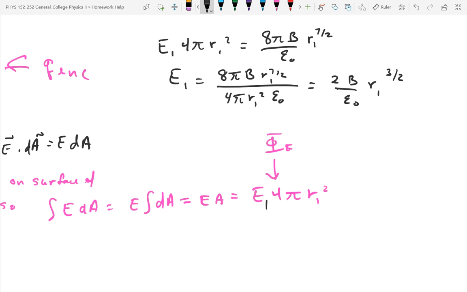Now then you go outside. What did I say about outside? The Q is constant. So outside, the flux calculation will be exactly the same. You'll just change from R1 to R2, of course. But the Q will be the total charge of the sphere. And so you'll have a 1 over r squared, just like it was a point charge.